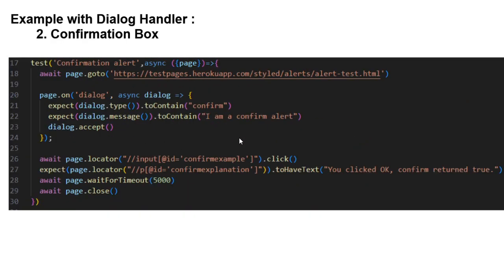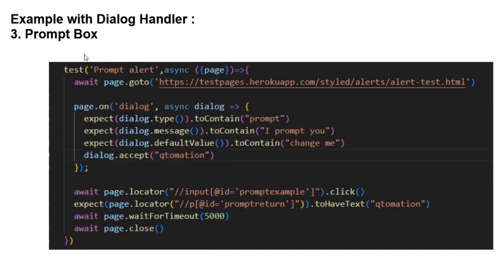Similarly, we have seen the confirmation box. In the confirmation box, we can click on the OK button by using the accept method. We can also click on the cancel button by using the dialog.dismiss method. And then we have also seen the prompt box. In a prompt box, we can again pass some input value. The difference between the confirmation box and the prompt box is that in the prompt box, we can pass some input value in the text box, and then we can click on accept or cancel. That is the example of the prompt box.